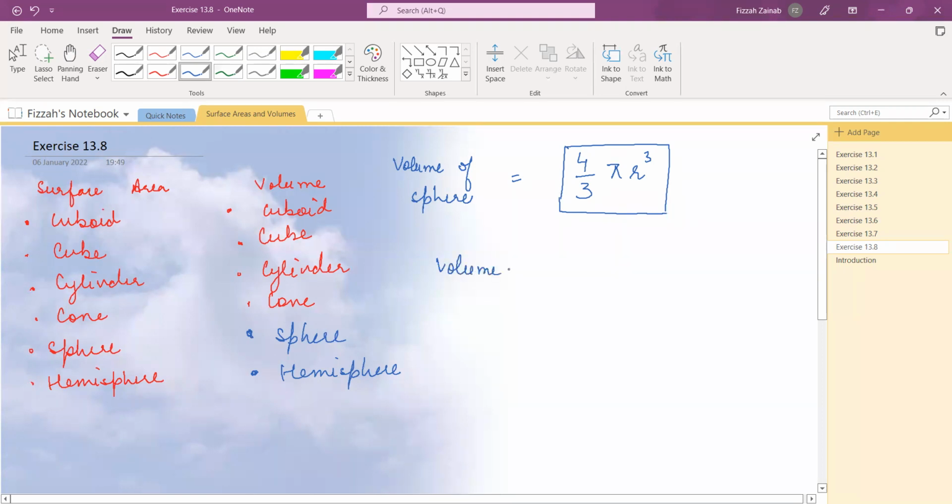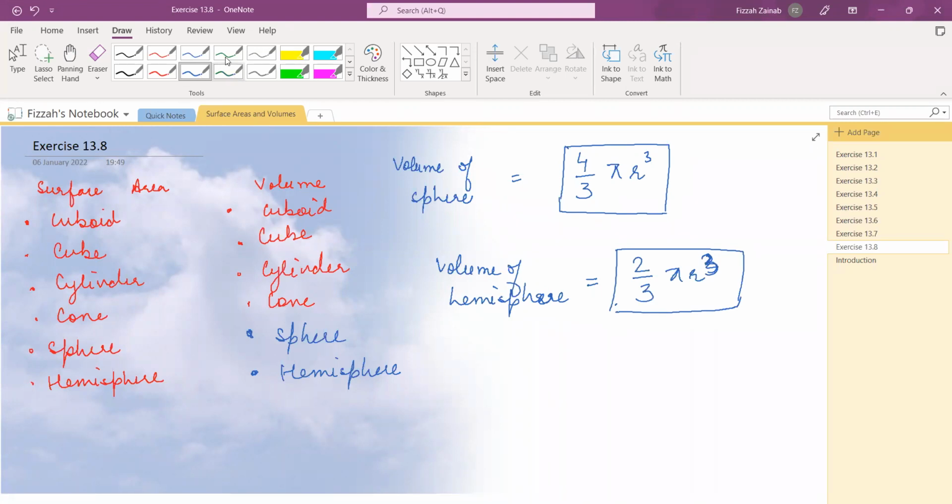Can you tell me? Just half of the sphere. So what will be the volume? Ma'am, 2 by 3 pi r cube. 2/3, exactly. So we will simply divide this volume by 2. Just half of this volume is going to be the volume of the hemisphere. So these are the two formulas which you have to remember.